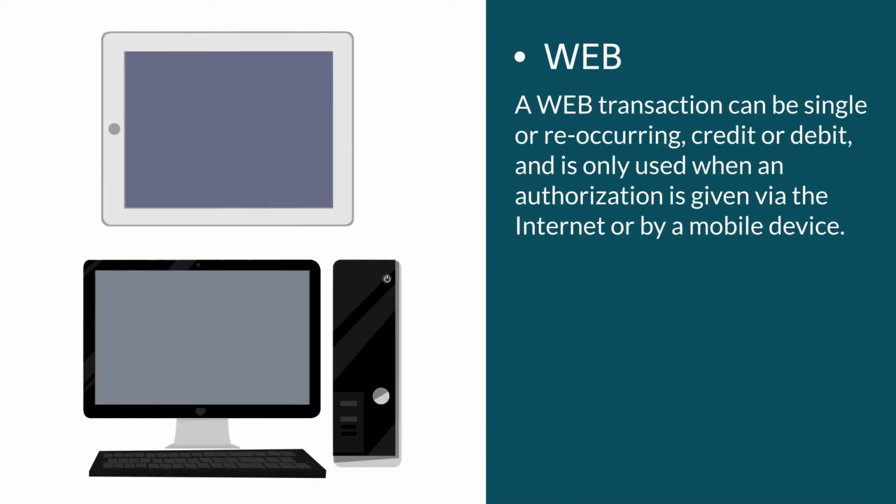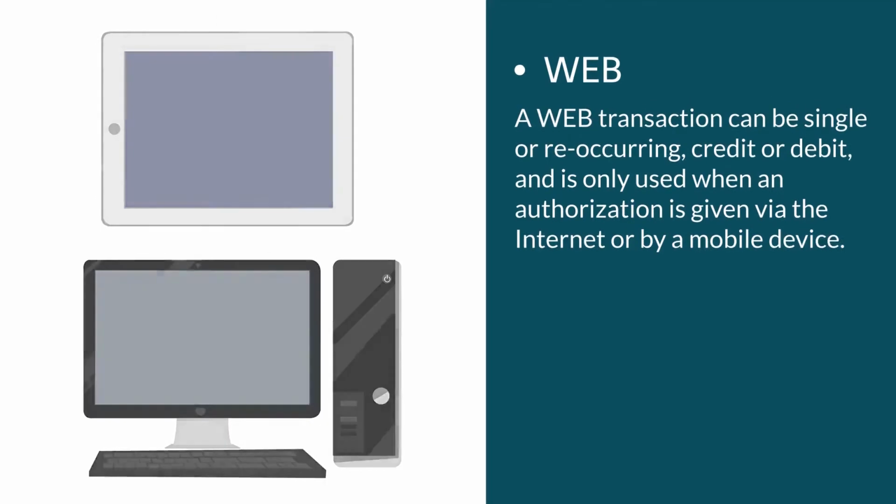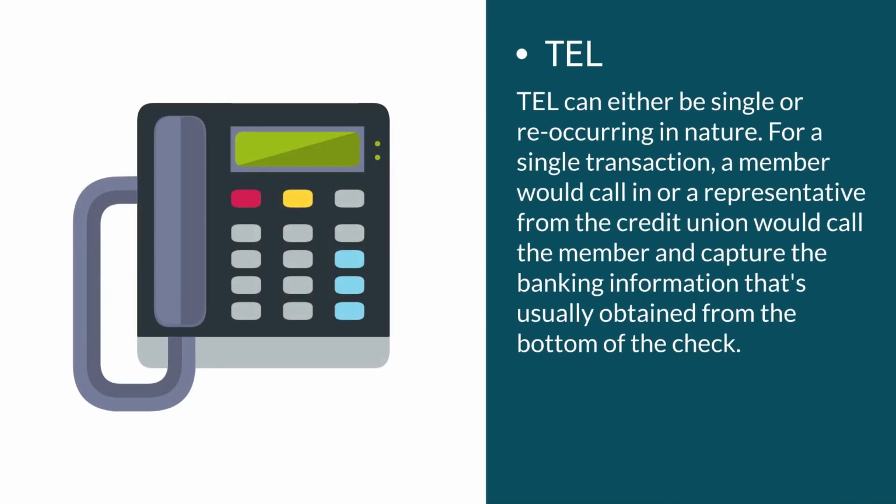The next standard entry class code we'll discuss is Internet-Initiated Entries, commonly referred to as WEB. A WEB transaction can be single or reoccurring, credit or debit, and is only used when an authorization is given via the Internet or by a mobile device. The next standard entry class code is TEL. TEL can either be single or reoccurring in nature.